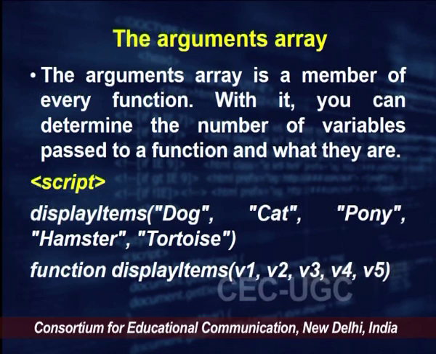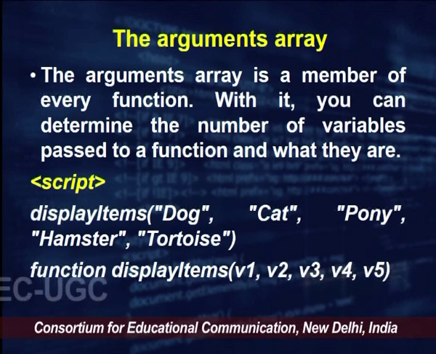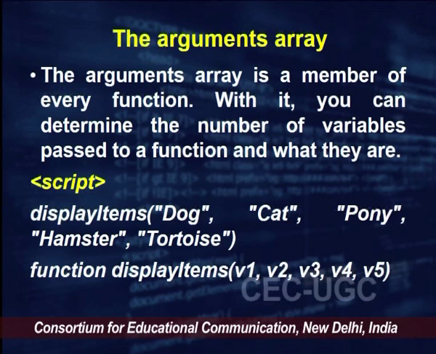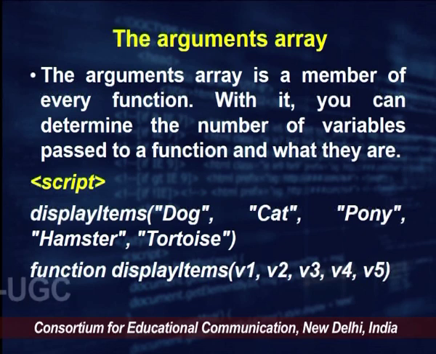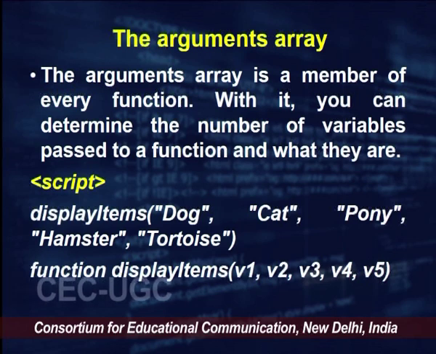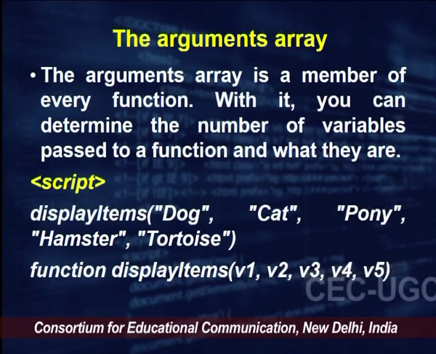For example, we have this particular case in which we are passing multiple arguments into the function displayItems, and this function is then going to display the items v1, v2, v3, v4 and v5. When we are actually calling the function, we call it with 5 values of 5 animals, and the function itself is using v1, v2, v3, v4 and v5 to accept the values.